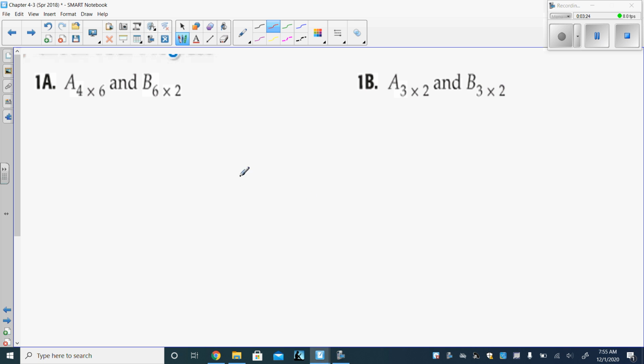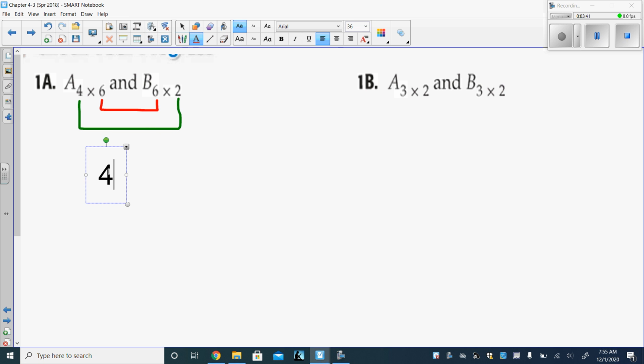So let's look at two more. Look at this here, A times B. Columns of the first, does it match up with rows of the second? Well, yes. So we can multiply these, and our new dimensions are going to be 4 by 2. That's all we have to do for this one.